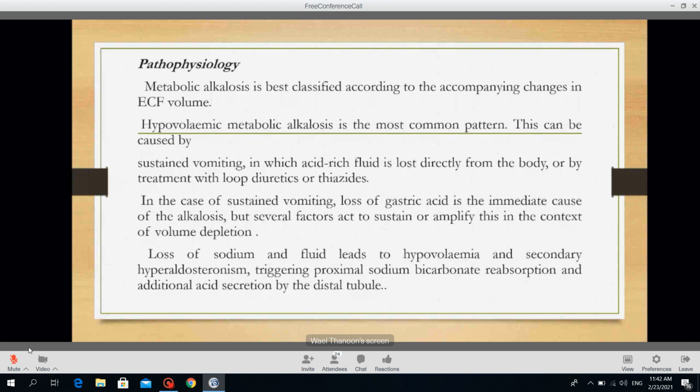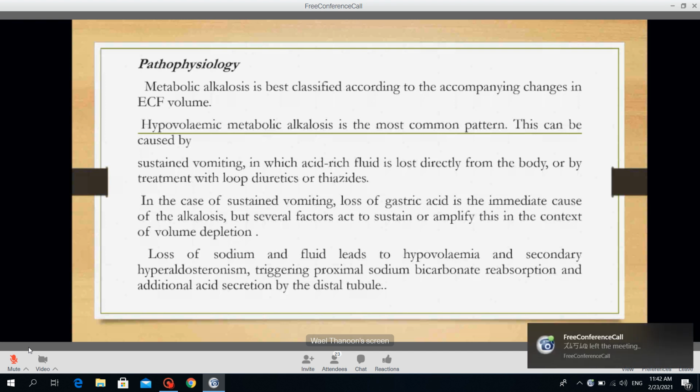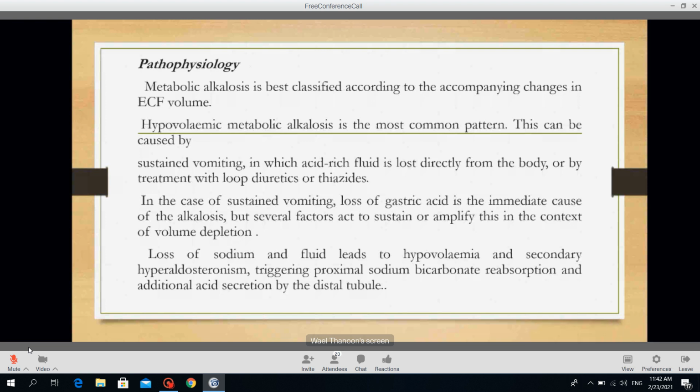Pathophysiology. Metabolic alkalosis is best classified according to the change in extracellular fluid volume. Hypovolemic metabolic alkalosis is the most common pattern. The most common pattern of alkalosis is associated hypovolemia. This can be caused by sustained vomiting. With vomiting, of course, we lose hydrogen ions in excessive amounts, so what will happen? Bicarbonate will relatively be high. Or by treatment with loop diuretics or thiazides, which do the same thing.